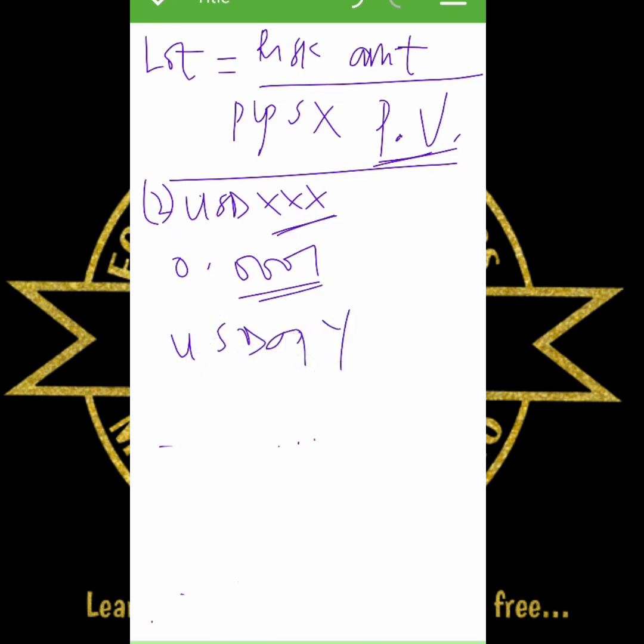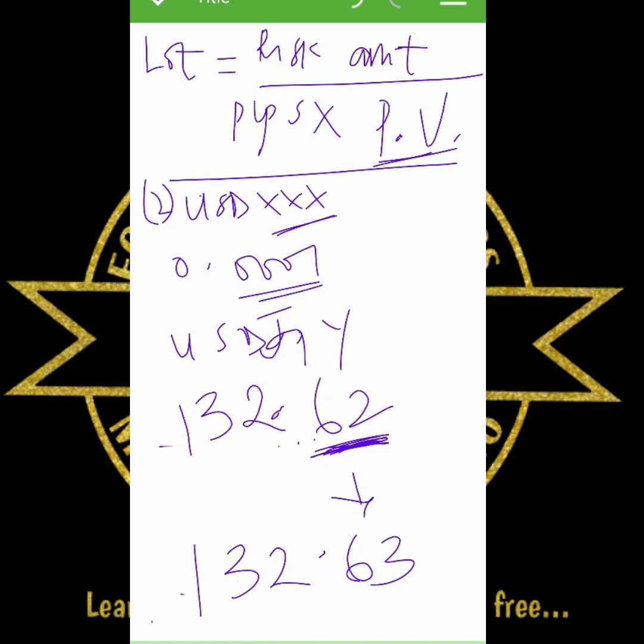For USD JPY, the current price is, I think, 132.62. In this case, it will no longer be the fourth decimal place but the second decimal place, because when it moves one pip, it will go to 132.63. So that is for USD JPY.